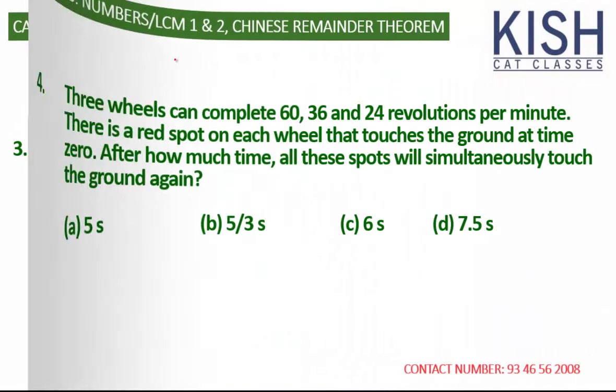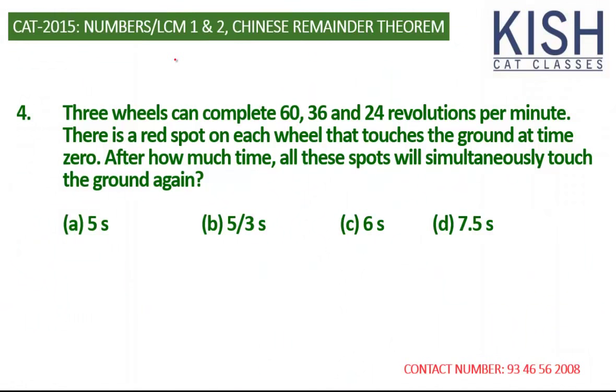Let's move on and solve the next question. 3 wheels complete 60, 36 and 24 revolutions per minute. There is a red spot on each wheel that touches the ground at time 0. After how much time will all these spots simultaneously touch the ground again? Look at this one. It takes 60 revolutions per minute, the second one takes 36 revolutions, the third one will take 24 revolutions.